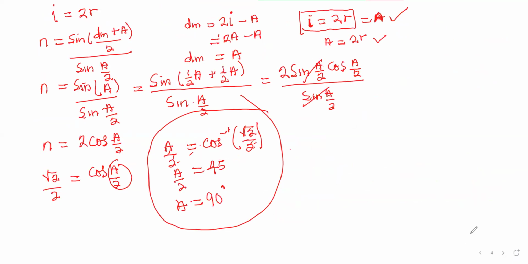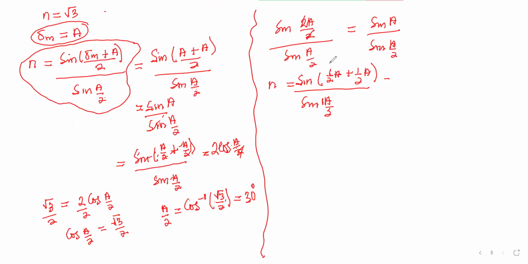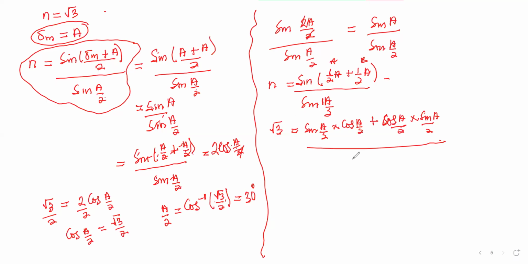So meaning that this is A and this is B. So the expansion of this is equal to sine A over 2 times cos A over 2 plus cos A over 2 times sine A over 2, double angle. So it's a kind of double angle. This is the numerator, divided by sine A over 2.